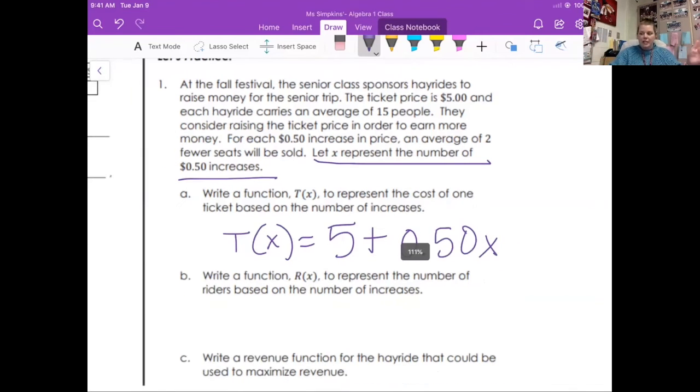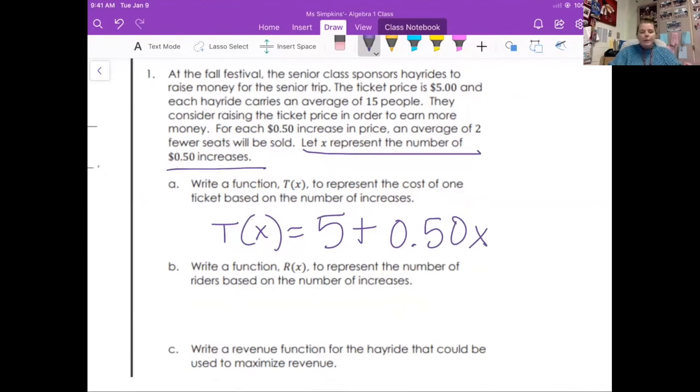But there's a catch here. The number of people that are going to ride the hayride is going to change. So R of X is going to represent riders of the hayride. Right now at my $5, how many people are riding the hayride? 15. Minus, because it says how many fewer people are going to ride the hayride if we increase. How many fewer?